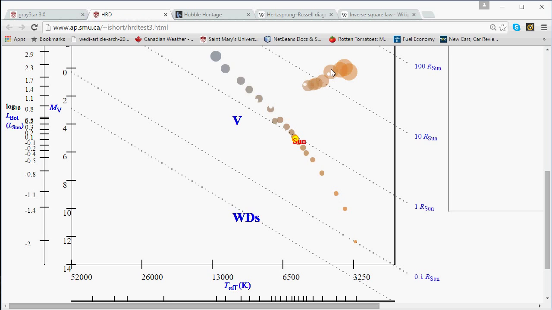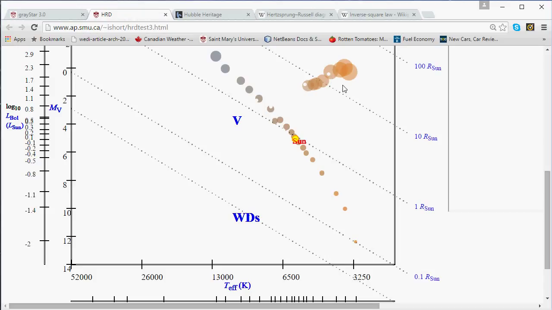Now, even though this giant star and this main sequence star have the same effective temperature, nevertheless, the giant has a much larger luminosity. That's why it lies higher up along the vertical axis in this diagram. So we know that luminosity goes as effective temperature to the fourth power, but these two stars have the same effective temperature, even though they have very different luminosities.